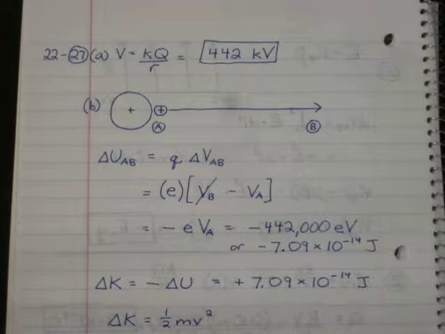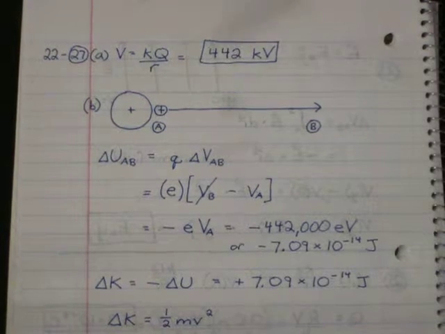Number 27. A 3.5 centimeter diameter isolated metal sphere carries a charge. Find the potential at the sphere's surface. If a proton were released from rest at the surface, what would be its speed far from the sphere? Because the sphere has a positive charge, the proton is going to fly away as it's released, and we want to know its speed when it gets a very far distance away.